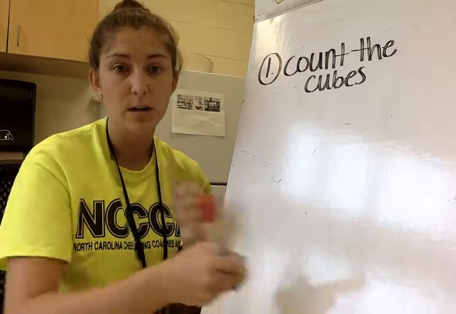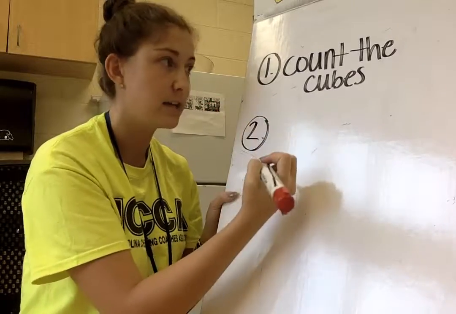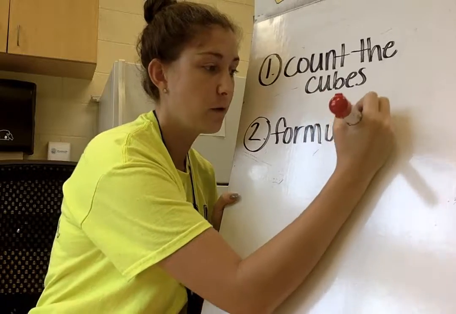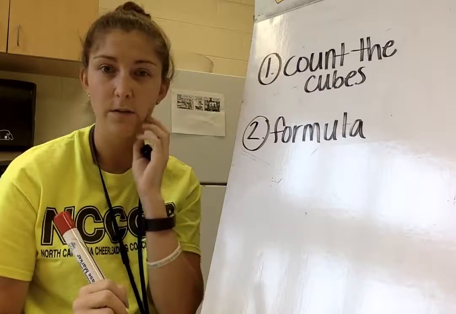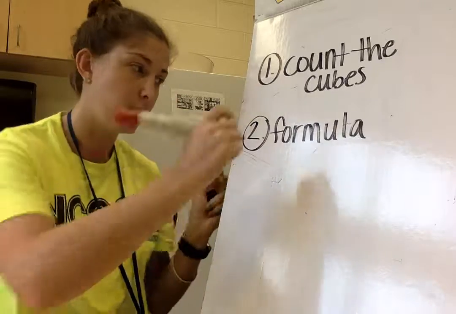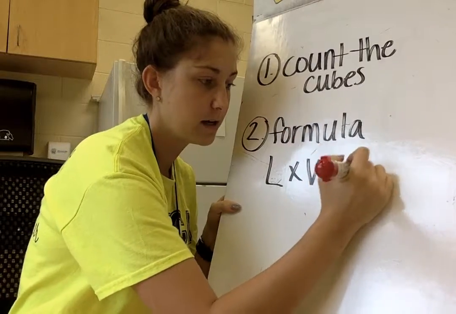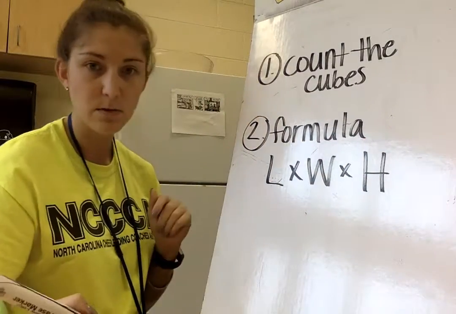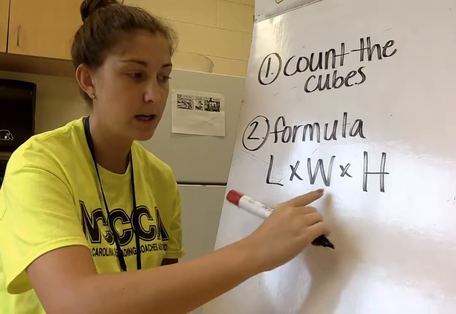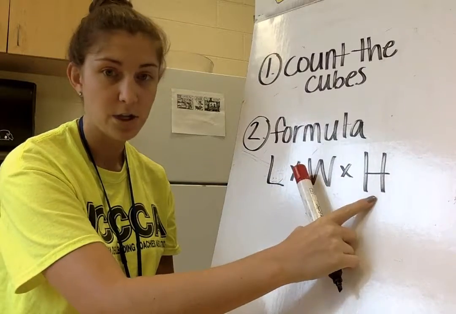Now, another thing that we can talk about when we talk about volume is the second way to find the volume, and that is the formula. I'm sure you guys learned about the formula. Can anybody remember what the formula for volume is? Alright, good. I think I heard somebody say it. Length times width times height. That's what we use for volume. And I did abbreviate here. So L times W times H, L length, W width, H height.